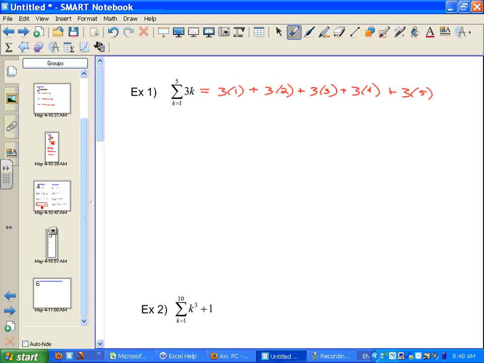Now, that is not terrible. But if I made this go from 1 to 105, now all of a sudden I don't want to do that anymore. So they come up with all these little formulas.